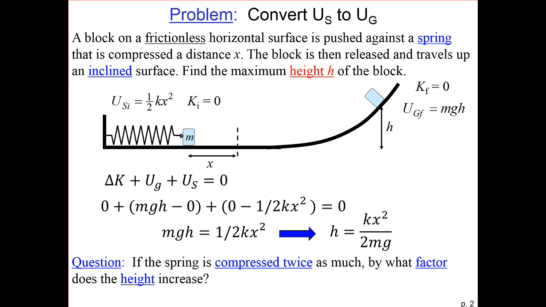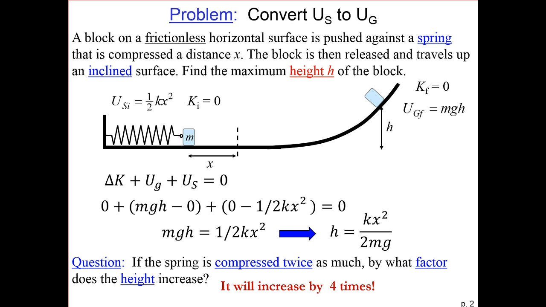Okay, we have a second question here. If the spring is compressed twice as much, then by what factor does the height increase? Well, we just found out that the height of the block is proportional to the square of the compression. That means if we compress the spring twice as far, then the height will quadruple. It's 2 squared.